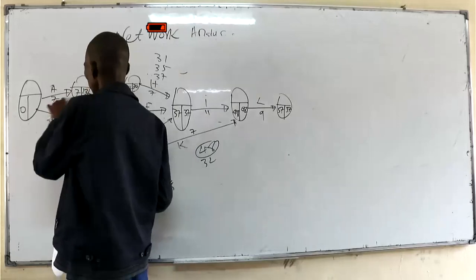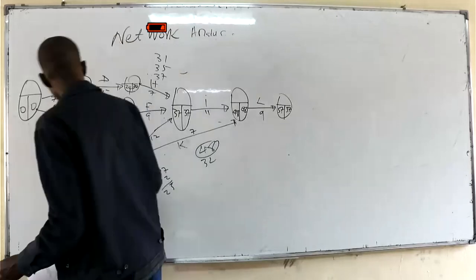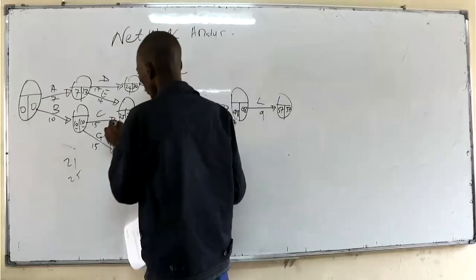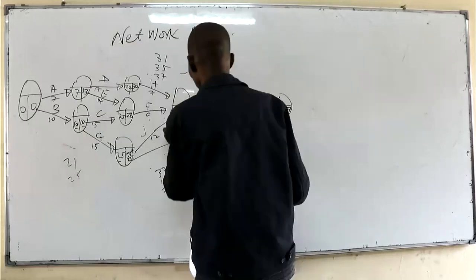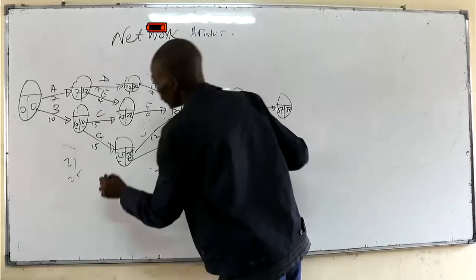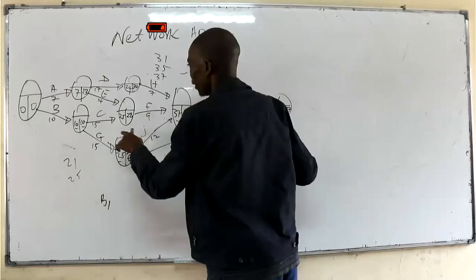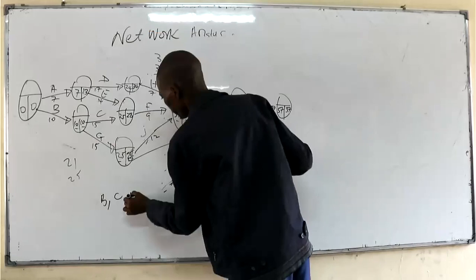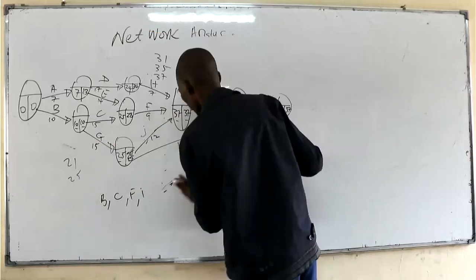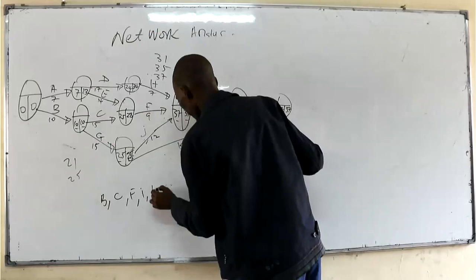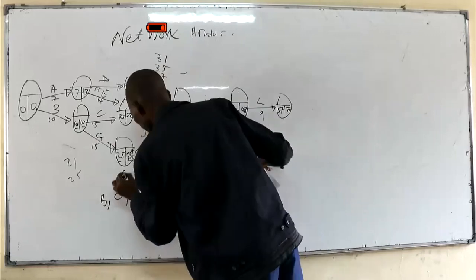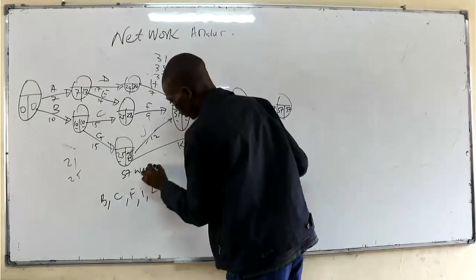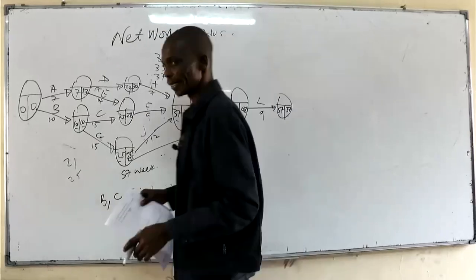Now, that is that, and therefore we want to see which is the critical path. So we are able to see clearly that the critical path in this case is B, C, F, I, and finally L. And the duration, as we have said, is actually 57. It may be given in days, it may be given in weeks. So the duration is actually 57 weeks. So that's how this network is actually done.